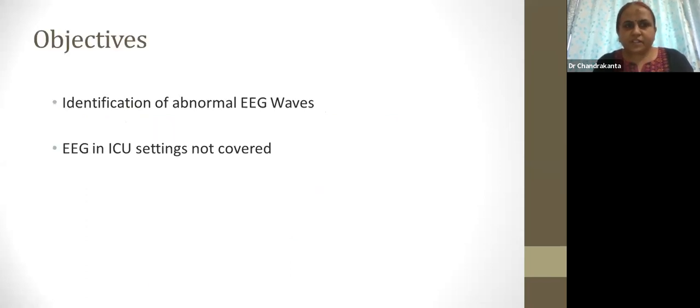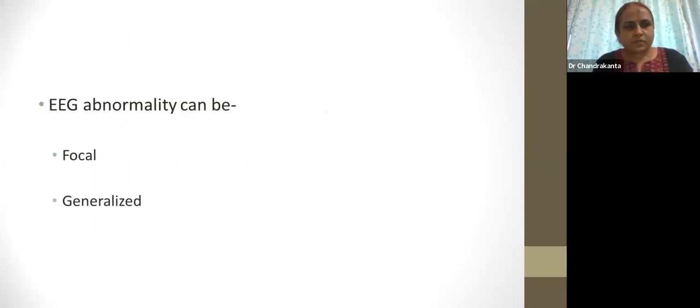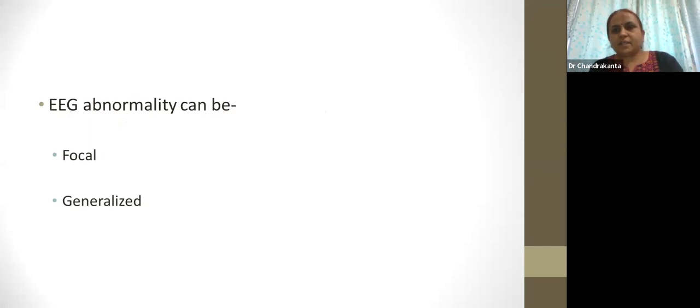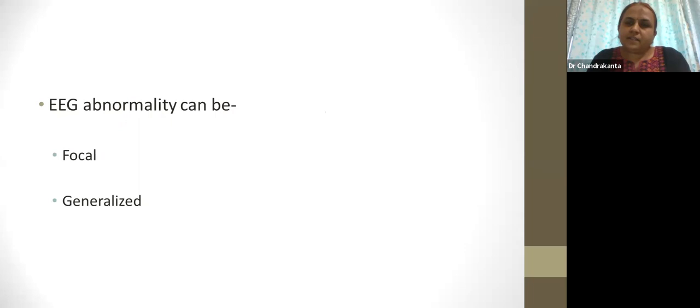So the objective is the identification of abnormal EEG waves, and I will just cover the common things. So EEG abnormalities can be focal and generalized. Focal means that the findings are restricted to a particular area of the brain, and generalized when the findings are generalized. Generalized means that they are present on both sides of the hemisphere, left and right, and from anterior to posterior part.